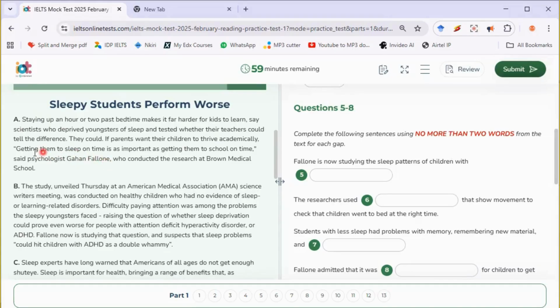Look at the beginning of the sentence. Getting them to sleep on time is as important as getting them to school on time, says psychologist Gahan Fallon, who conducted the research at Brown Medical School. The study, okay, hold on, is now studying. Let me go back a little bit. They've not told us whether it's now. I can't say anything like now studying in this part of the passage. Let me go to paragraph B.